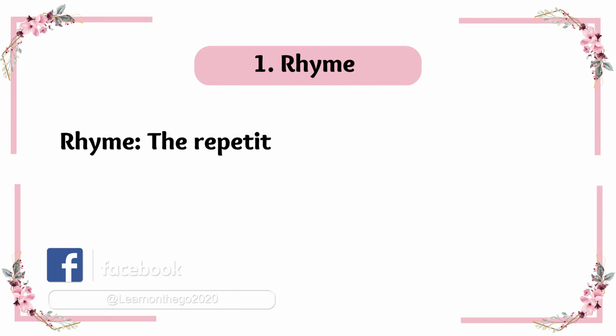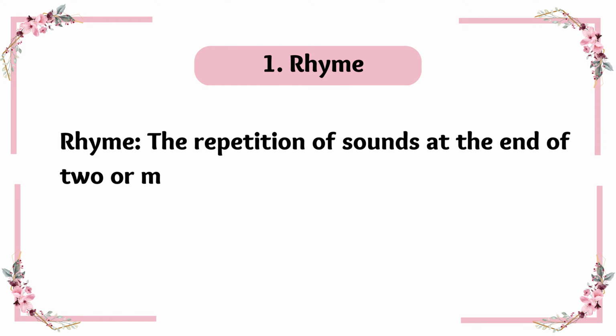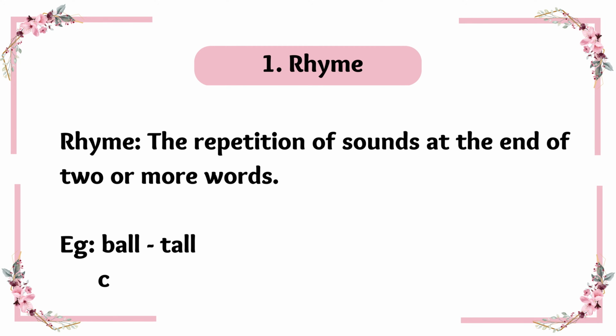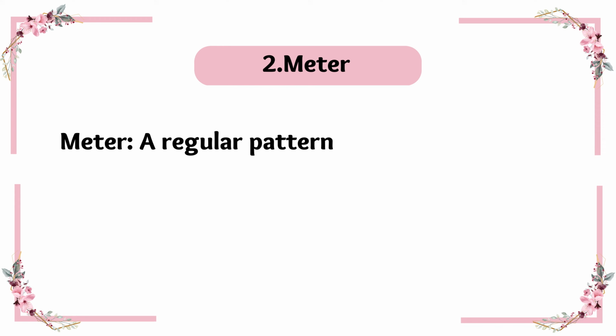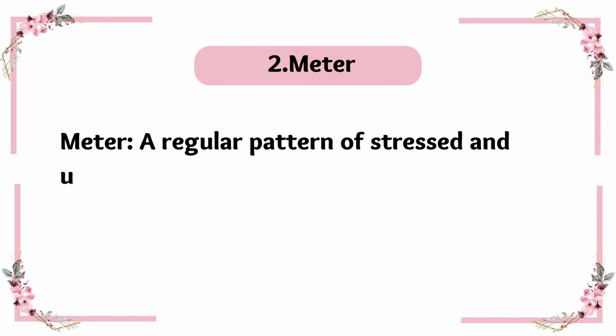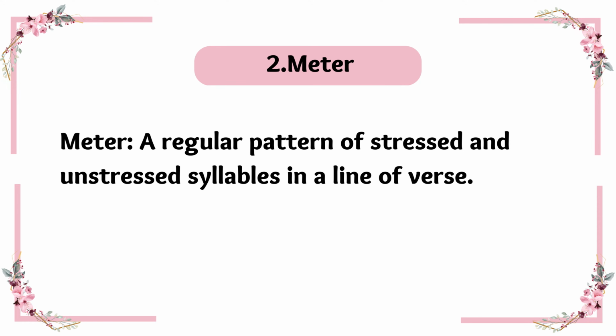Rhyme. Rhyming words are the words that have the same ending sound. Simply put, it can be defined as the repetition of the similar ending sounds of words. For example, ball, tall, curd, heard. Meter. A meter is a regular pattern of stressed and unstressed syllables in a line of a verse. It is the basic rhythmic structure of a verse or lines in a verse.